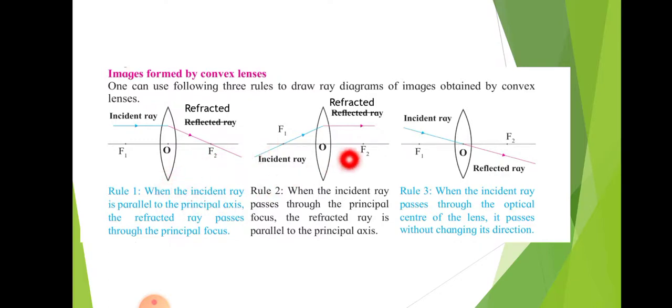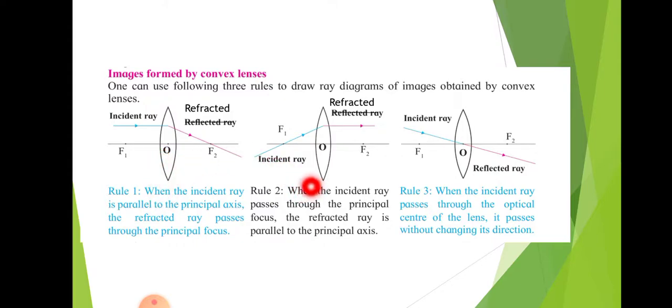So what is rule number one? When the incident ray is parallel to the principal axis, then what happens? The refracted ray passes through the principal focus. This is the principal focus. So this is the first rule.